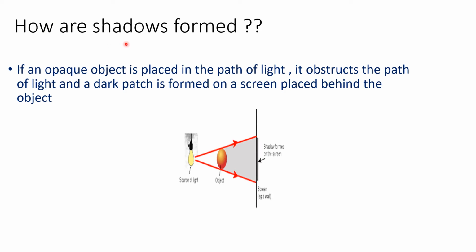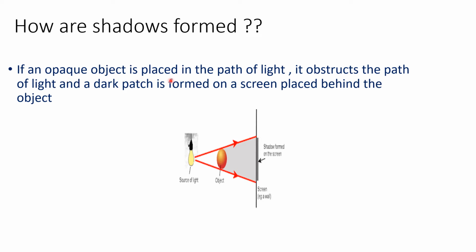First is, how are shadows formed? If an opaque object, what do you mean by opaque object? An opaque object is an object through which light cannot pass. You have transparent objects through which light passes very easily, like glass. Through glass light passes, so we can see through the glass, isn't it? But opaque objects are objects through which light cannot pass, like the wooden table. Through the wooden table the light will not pass, isn't it? So it is an opaque object.